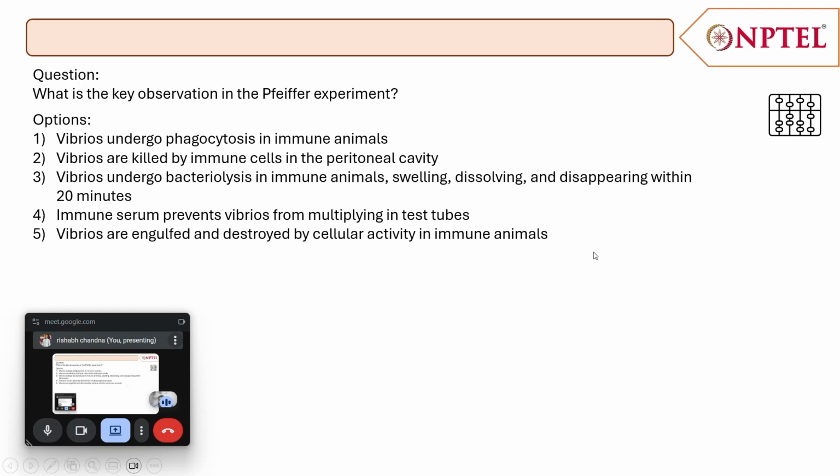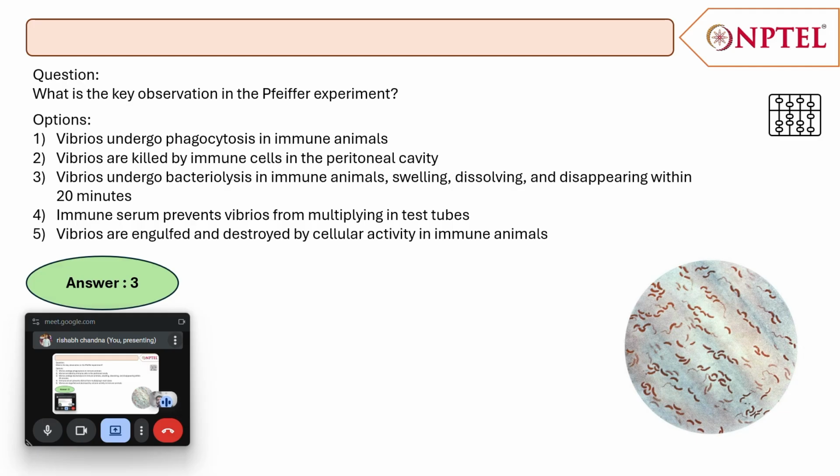Okay. So the options are: Vibrio undergoes phagocytosis in immune animals; Vibrio are killed by immune cells in the peritoneal cavity; Vibrio undergoes bacteriolysis in immune animals, swelling, dissolving, and disappearing within 20 minutes; immune serum prevents Vibrio from multiplying in test tubes; and Vibrios are engulfed and destroyed by cellular activity in immune animals. So the correct answer is option 3. That means it undergoes bacteriolysis in immune animals, swelling, dissolving, and disappearing within 20 minutes.